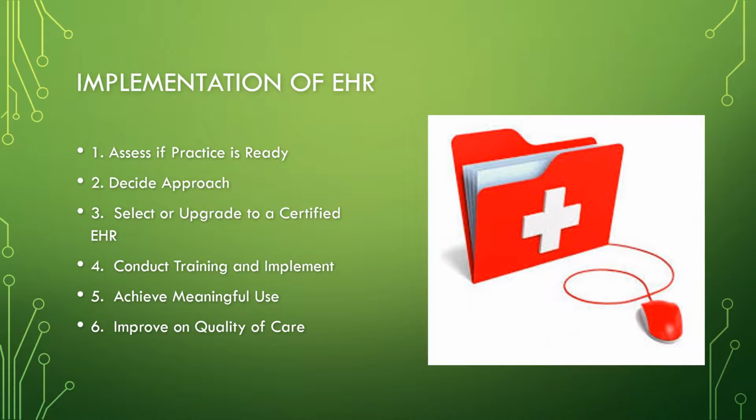The implementation of the electronic health records can be processed in 6 easy steps. First, assess if the practice is ready. Second, decide which approach you will use. Third, select or upgrade to a certified electronic health record system. Fourth, train staff and implement. Fifth, achieve the meaningful use of electronic health record. And finally, continue to improve on the overall quality of your care.